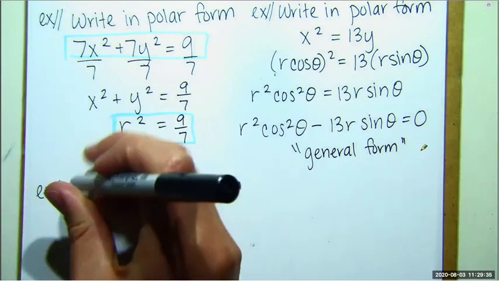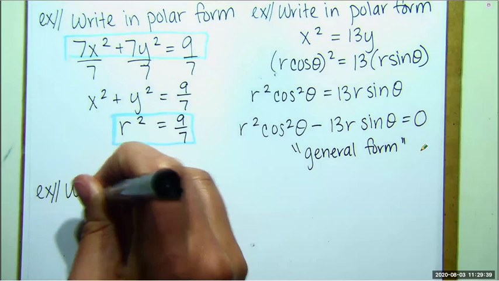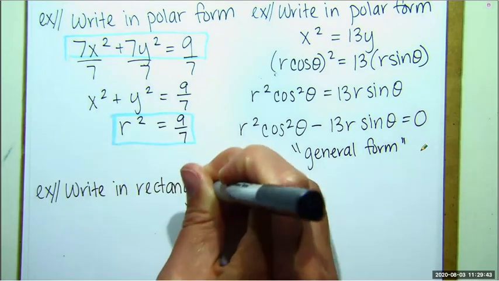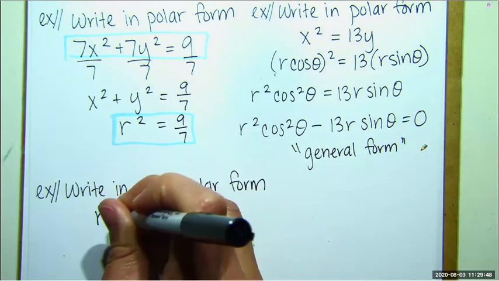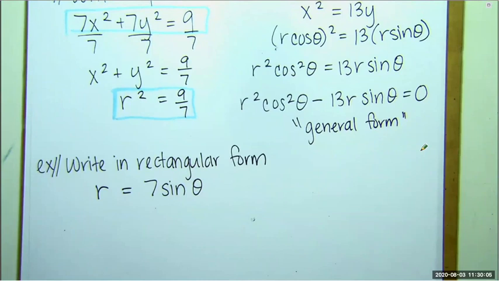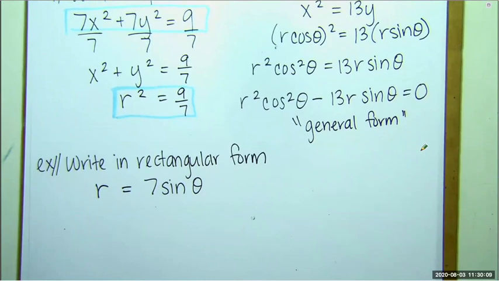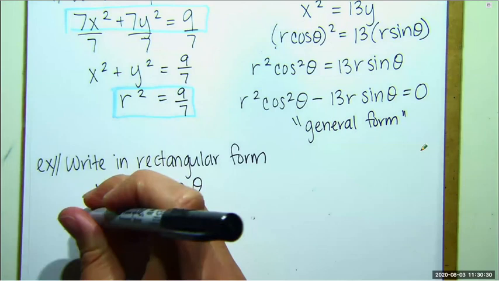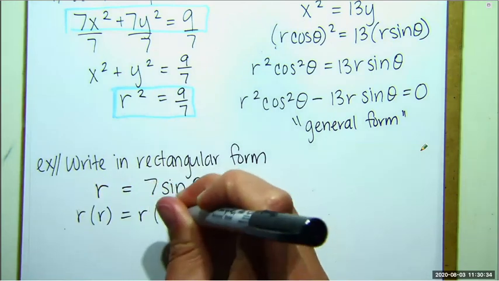Let's do the opposite direction. Let's write in rectangular form. Okay, so right in rectangular form, I'm going to have r is equal to 7 sine of theta. Okay, so this one requires a little bit of trick. So what I want to do is write this in terms of x and y. So looking at this and thinking about our formulas that we have between x, y, r, and theta, we don't see anything right off the bat that we can substitute in. So this one requires a trick. What I'm going to do is start by multiplying both sides of the equation by r.